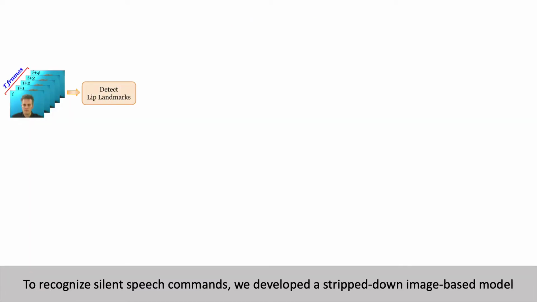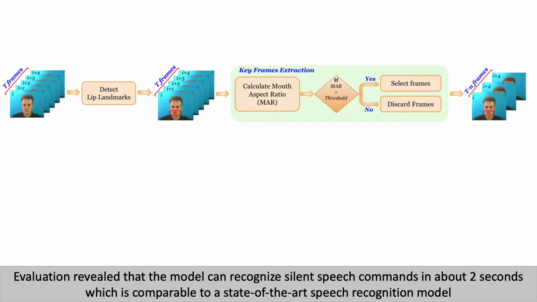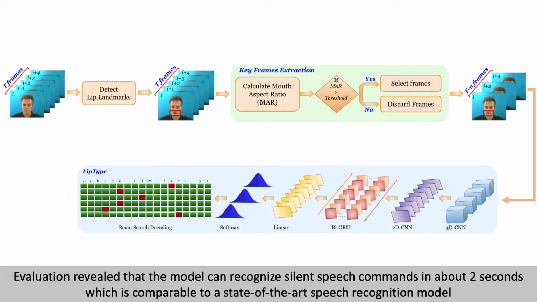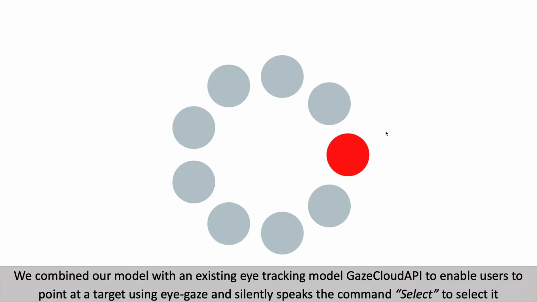To recognize silent speech commands, we developed a stripped-down image-based model. Evaluation revealed that the model can recognize silent speech commands in about 2 seconds, which is comparable to a state-of-the-art speech recognition model. We combined our model with an existing eye tracking model, the GazeCloud API, to enable users to point at a target using eye gaze, and silently speak the command "select" to select it.